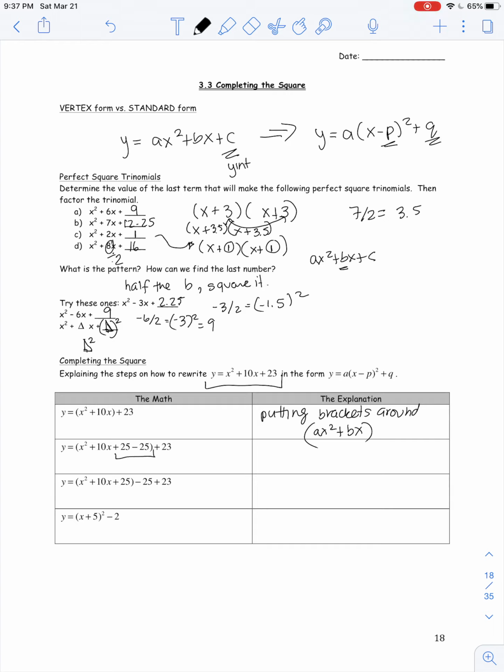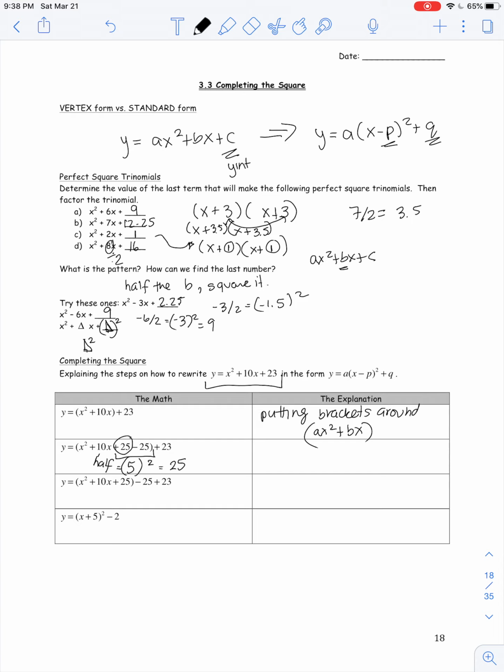Next, we want to figure out how we got these numbers. Well, that's what we did before. To get this 25, you're going to have to take half of 10, which is equal to 5, and then you're going to have to square that number, and that gives me 25. The trick is, though, we have a 25 that we just placed in there, but mathematically we did something that's not right. We put something in that shouldn't be there.